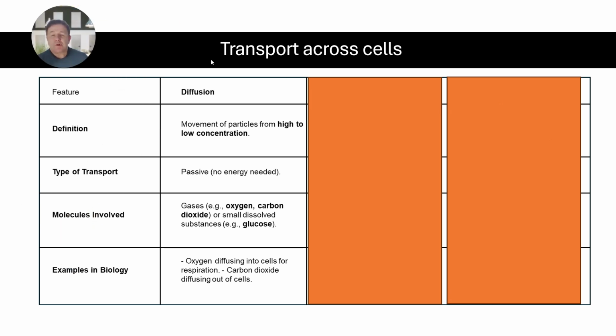Okay, transport across cells. So I've done a little summary. So there are 3 things: diffusion, osmosis, and active transport. So diffusion, so movement from a high to a lower concentration, no extra energy is needed. Molecules such as oxygen or carbon dioxide can move in or out of a cell. So examples include oxygen diffusing into cells, oxygen diffusing from the lungs into the blood, carbon dioxide diffusing out of cells and out of the lungs so you can exhale.